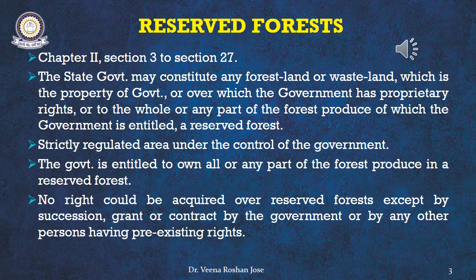Sections 3 to 27, which fall under chapter 2 of the statute, talk about the reserved forest. And it says that the state government may constitute any forest land or wasteland which is the property of the government or over which the government has proprietary rights, or to the whole or any part of the forest produce of which the government is entitled, as a reserved forest.